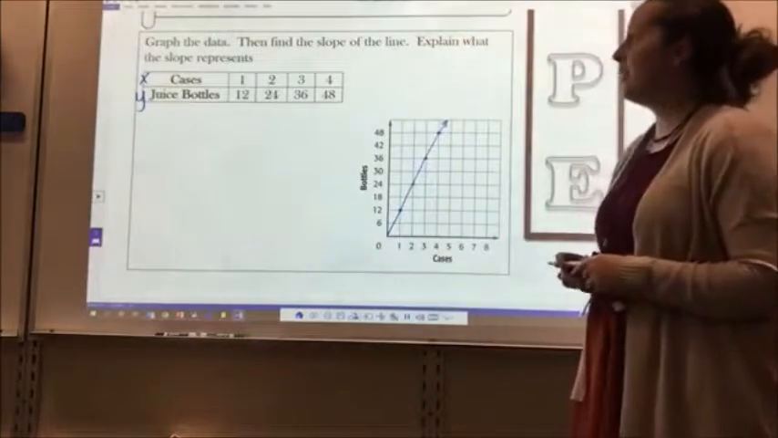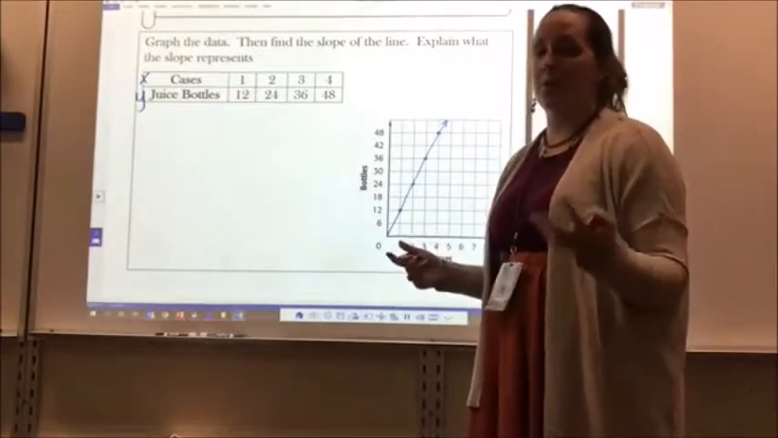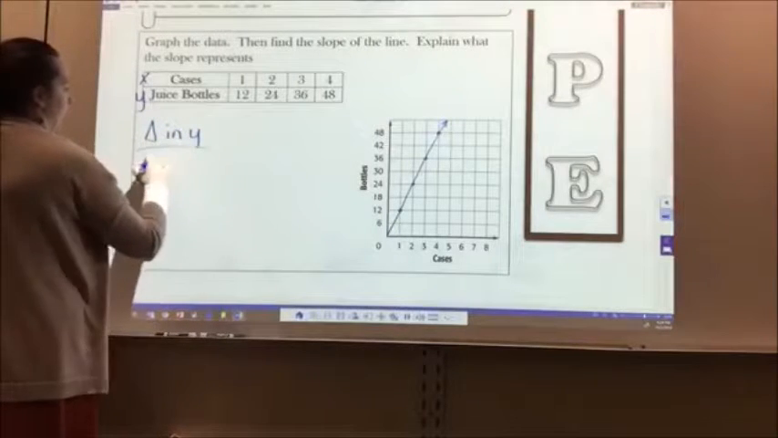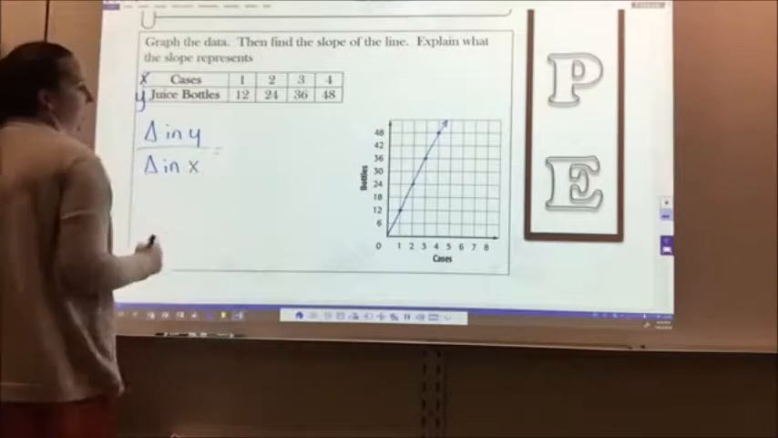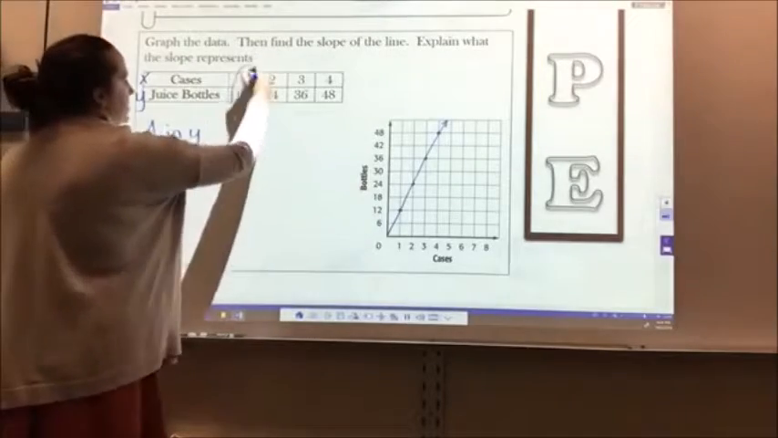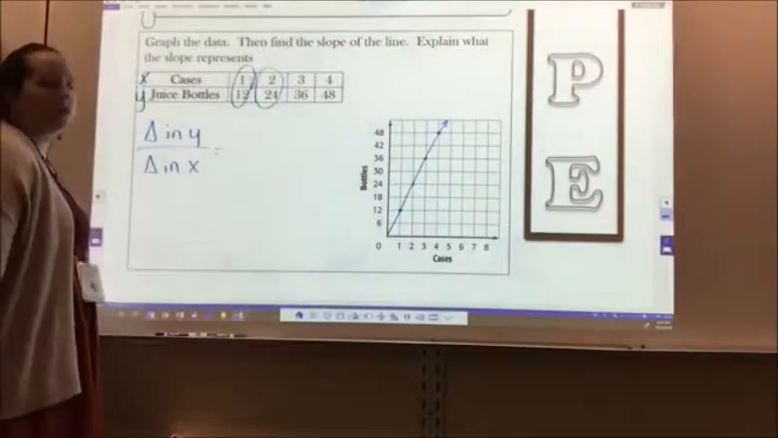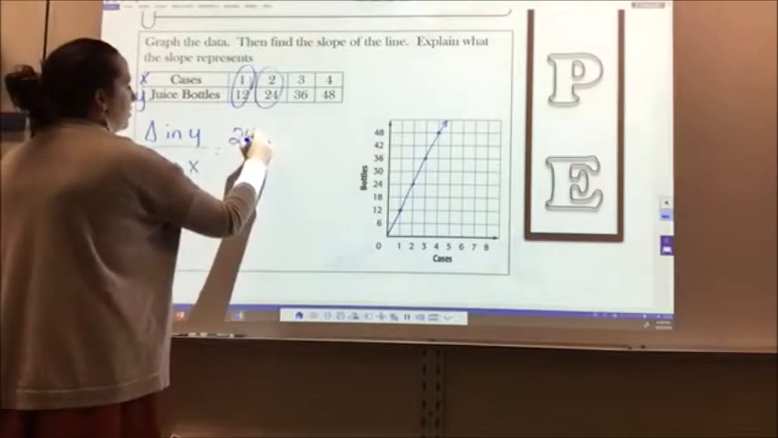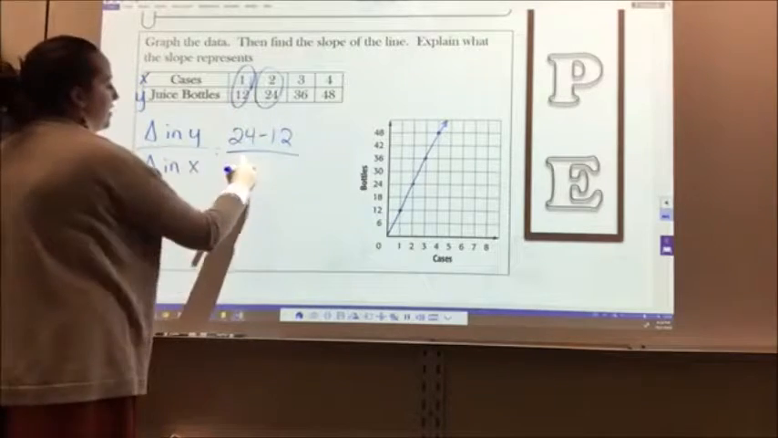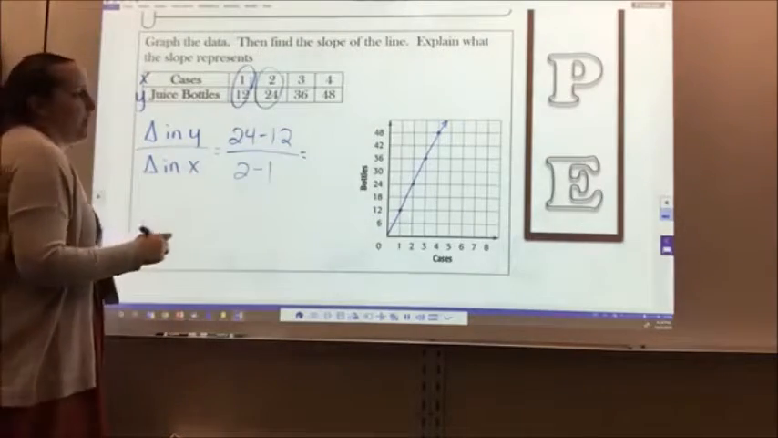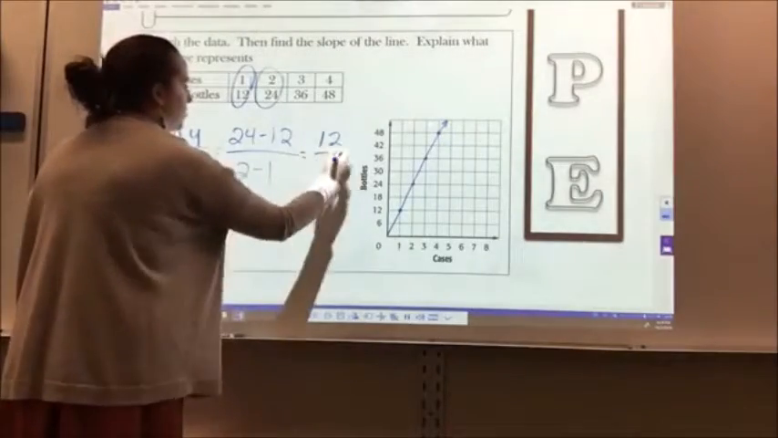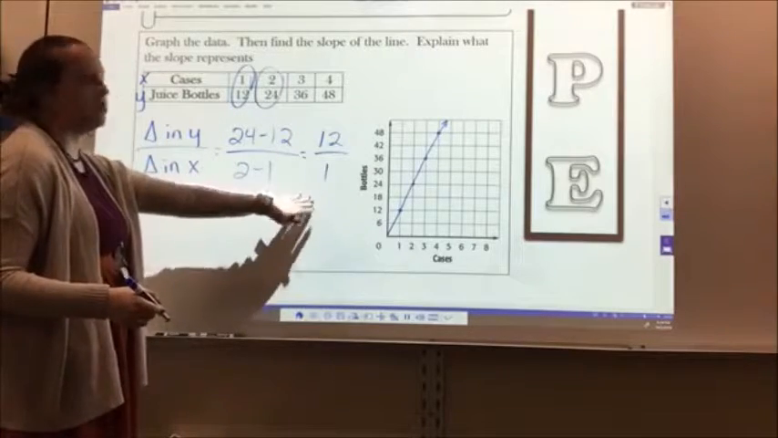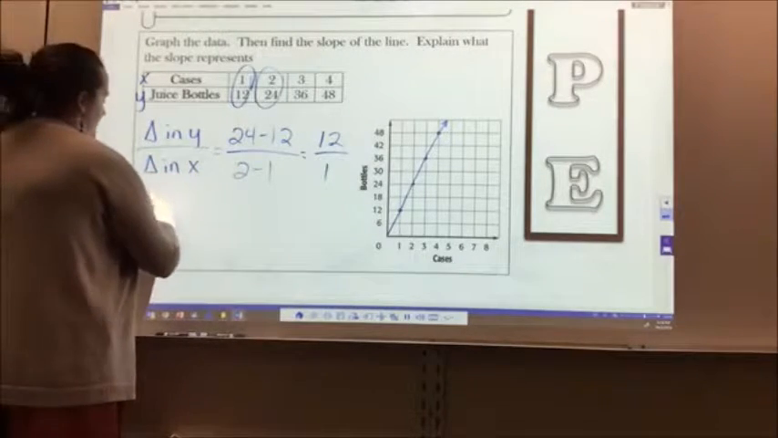Okay. Then I want to figure out what the slope is. Well, I can use my formula for slope. Change in y over change in x. And I'm going to pick 2 points. I'm going to pick these 2 points. Don't have to pick those 2. Those are just the ones I want to pick. So change in y is 24 and 12. So I subtract them. Change in x is 2 minus 1. 24 minus 12 is 12. 2 minus 1 is 1. Okay? Don't have to reduce anything. 1's my denominator. It's my unit rate.